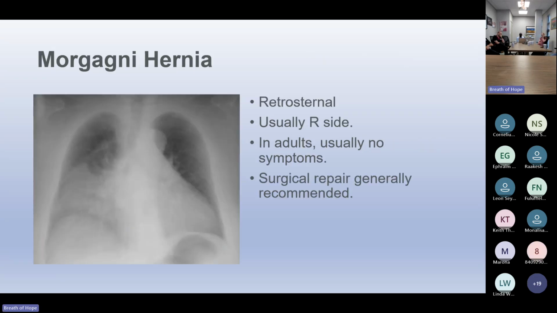Let's look at the hernia. They tend to be more retrosternal, usually on the right side, most of the time. And in adults, usually no symptoms. Surgical repair is generally recommended.